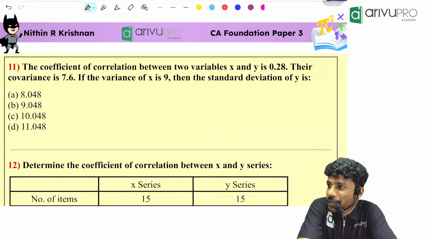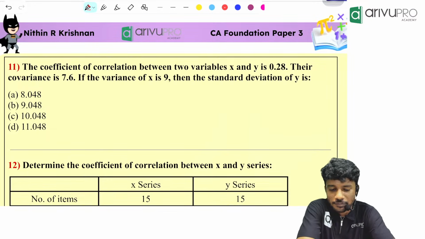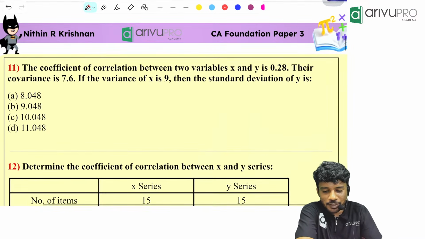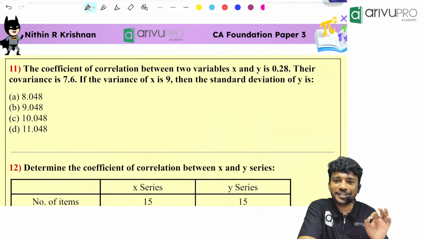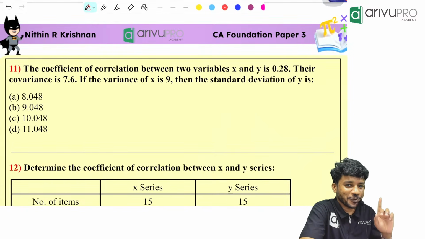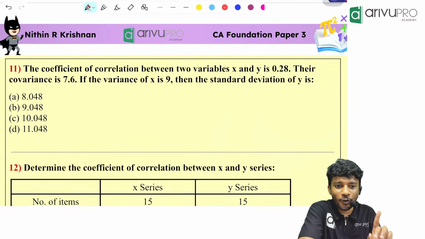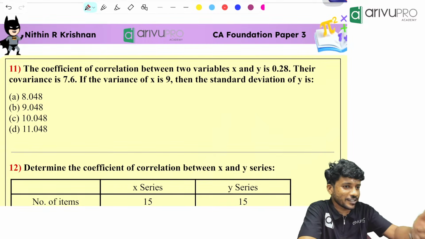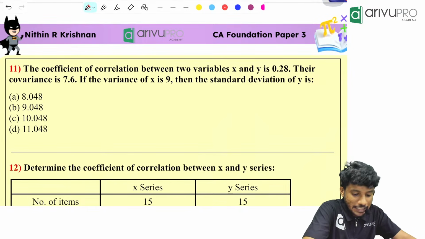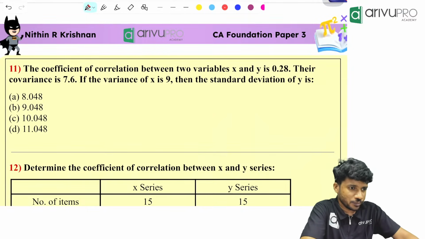Try, people. Get me your answers. It's a tricky question, but what are you finding? Standard deviation. What all things are given? Correlation coefficient is given, the R value is given. So you know R value is nothing but covariance divided by standard deviation of x into standard deviation of y. How much is it? 9.048, I think so.